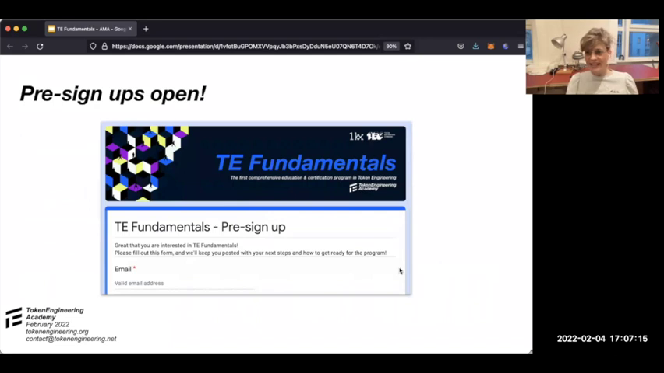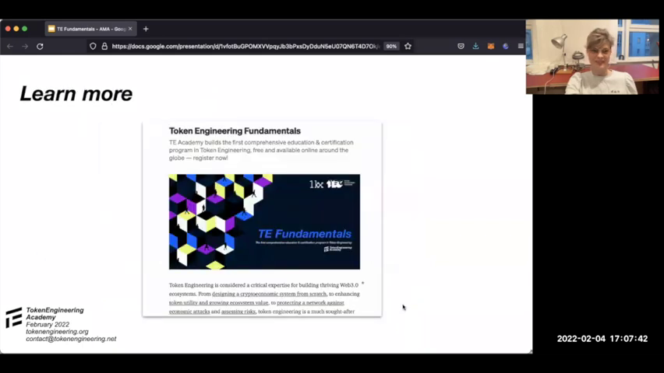And free signups are open. So you can now sign up for TE Fundamentals, meaning you are signaling interest. The course is not available yet. It will be available in Q3 2022. So we are currently building it, but we are working towards the course launch with some very particular activities for students. And you'll learn more about that in a minute.